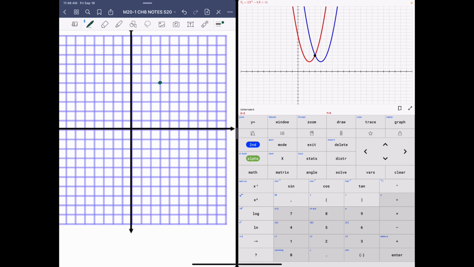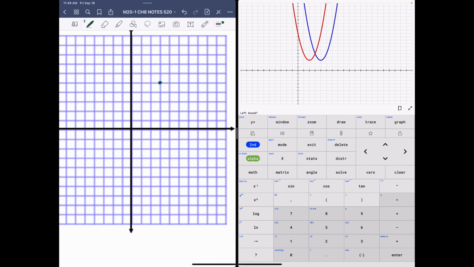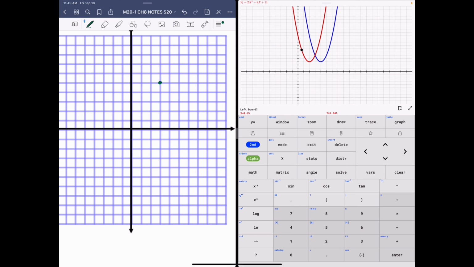Okay, let's find the vertex for the red graph first. So second trace, as per usual. They're opening up, so we have a minimum, number 3. It wants us to be left bound, so I'm looking at the red graph. Left of the vertex would be this side of the graph. Hit enter. Then I need to go right bound. Using my cursor, I need to move to the right side of the red graph. Hit enter, and it tells me the minimum is at x equals 2, y equals 3.